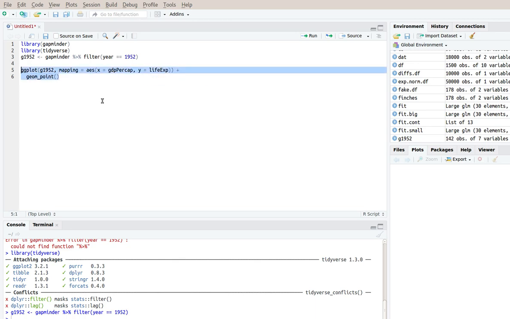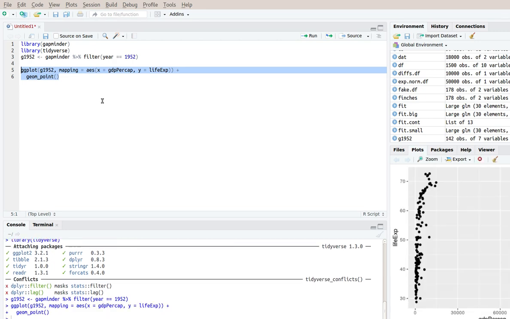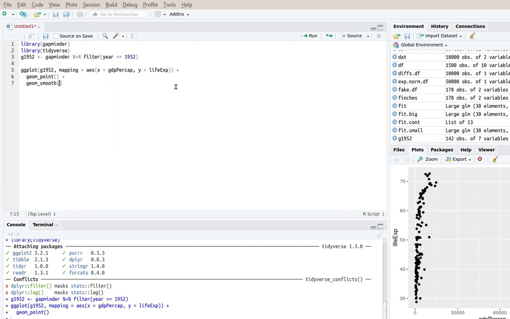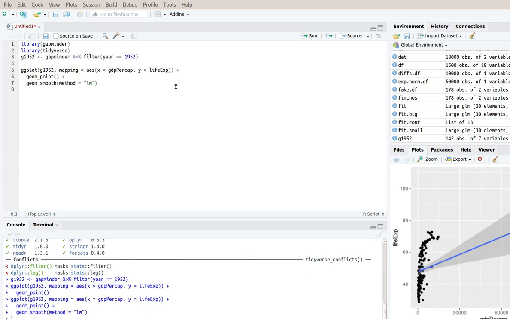And then we can say plus geom point, and whatever we set here is going to transfer here unless we override it. So geom point displays life expectancy versus GDP per capita. We also want a straight line, so we would say geom smooth, and we'll say method equals lm. The method equals lm makes it a straight line.